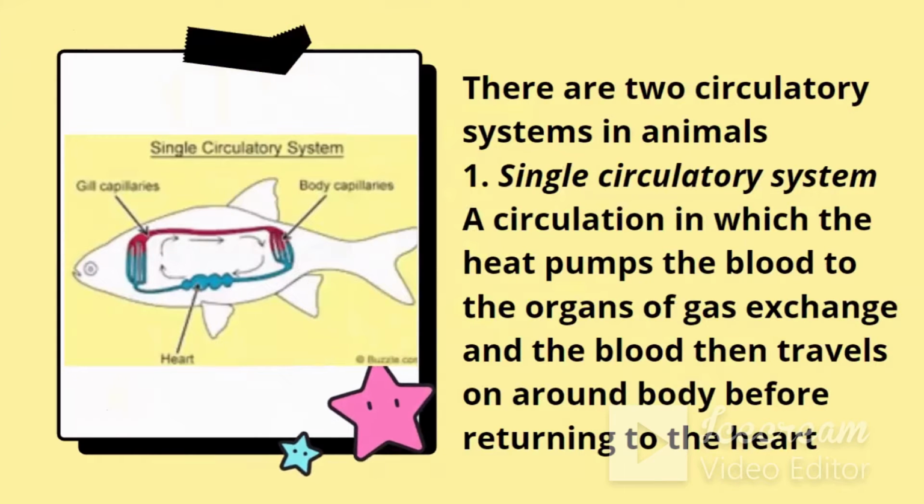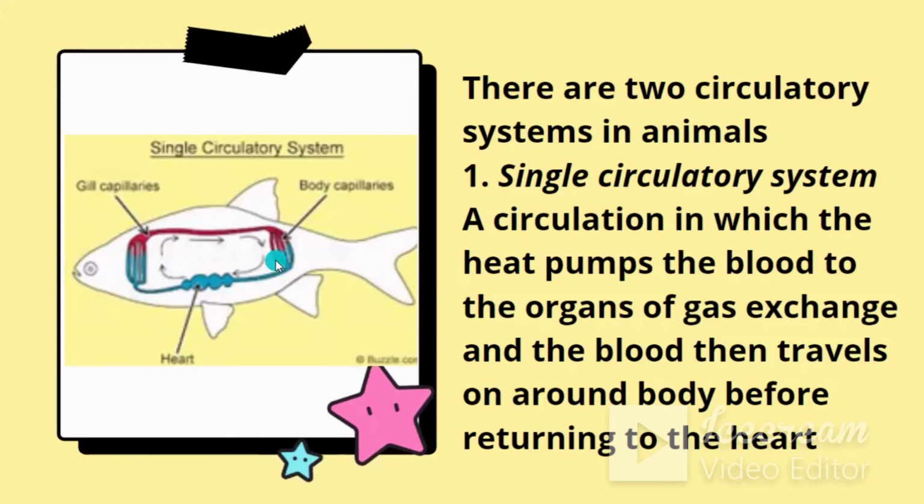After that, we can categorize the circulatory system into two: single circulatory system and double circulatory system. Among aquatic animals especially, we can find a single circulatory system. In a single circulatory system, the heart pumps blood around the body only once, and blood enters the heart only once. Sometimes deoxygenated blood and oxygenated blood get mixed.